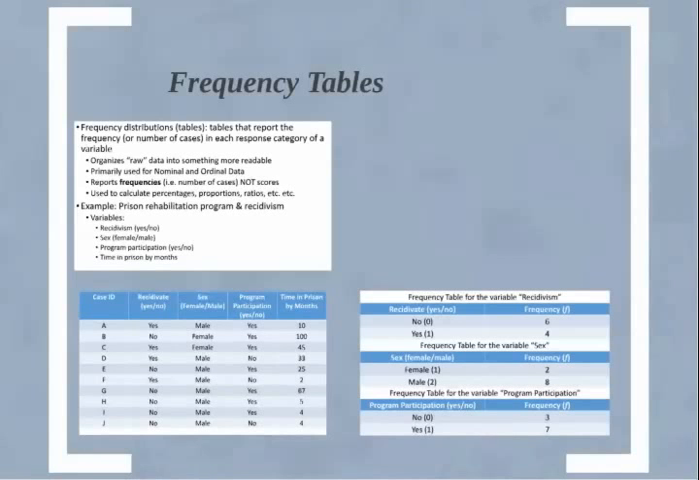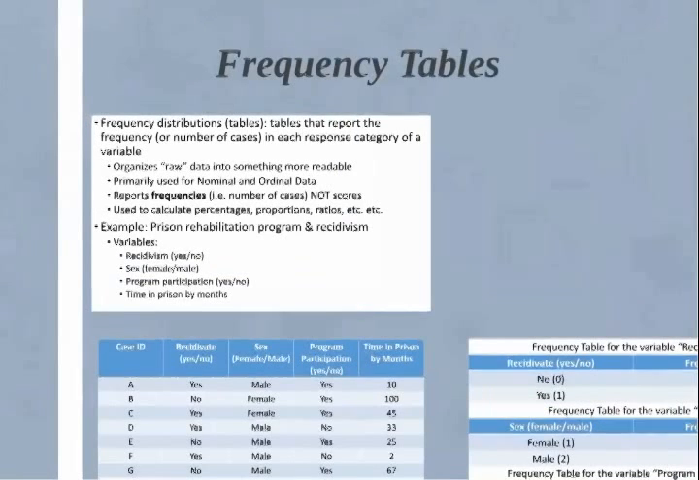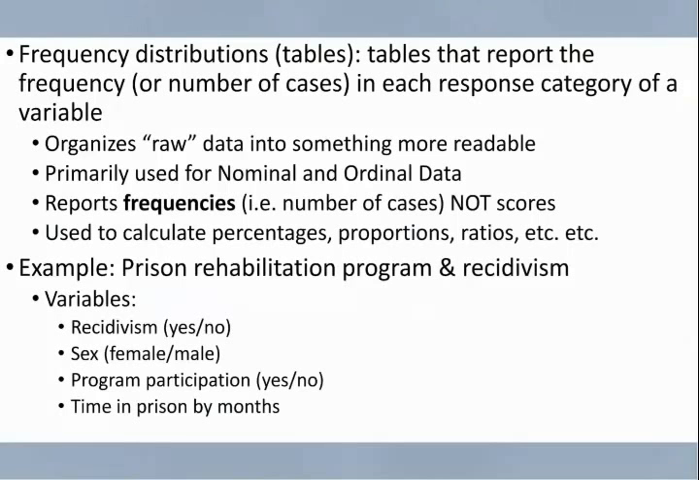So let's start with frequency tables. Frequency tables, or frequency distributions, are tables that report frequencies in each response category of a particular variable. And this can become confusing to people because oftentimes students want to create tables based on scores, and they are based on scores, but this is the frequency of each of those scores, right? So if, for example, 1 equals yes and 0 equals no, it's the frequency of people who had 1s and the frequency of the number of people who had 0s.